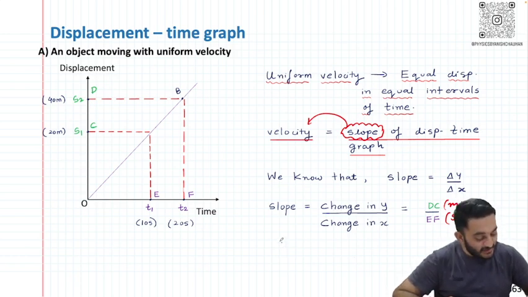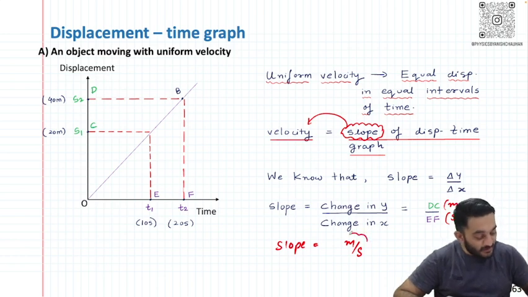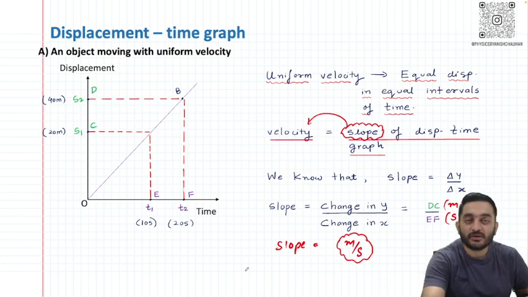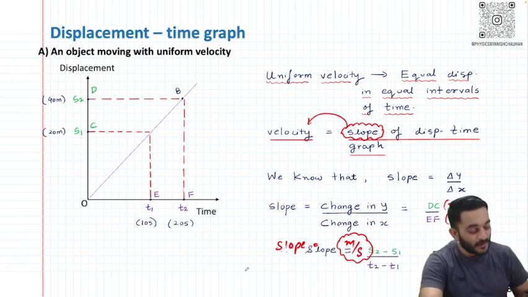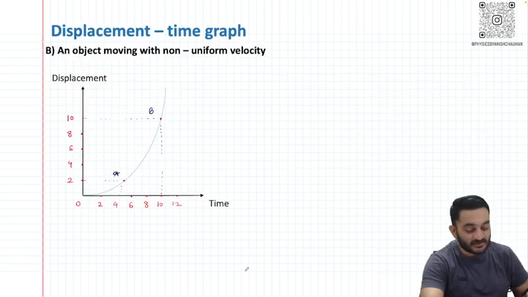So if you look at the unit, when I go for a slope of displacement time graph, the unit comes out as meter per second, and that is the reason I told you displacement time graph, if you go for a slope, it is nothing but velocity, which you can simply figure out from the SI unit which you're getting over here. Now the slope we have defined as S2 minus S1 over T2 minus T1.